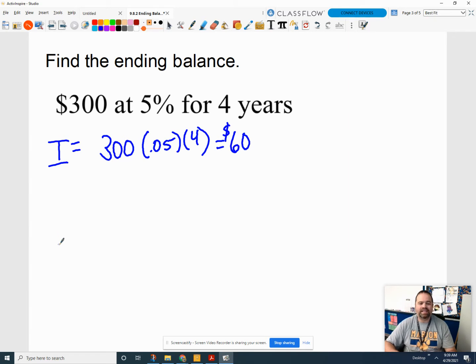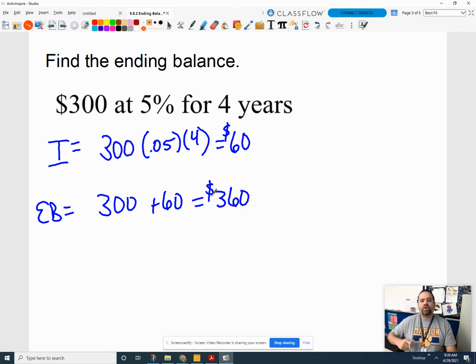Okay, and then to calculate the ending balance, I'm going to abbreviate that EB. You take the original $300 that you invested and you add back on the $60 that you just earned in interest. So your ending balance on the account is $360. If you were to let that go back into the account, you would start the whole process over again, but this time starting with $360 instead of $300. So you're compounding your interest. You're earning interest on top of your already earned interest.